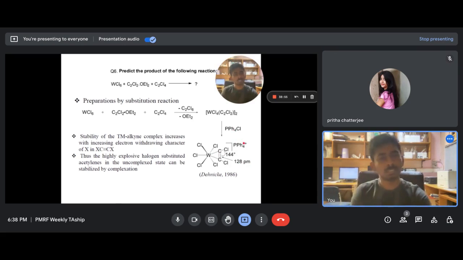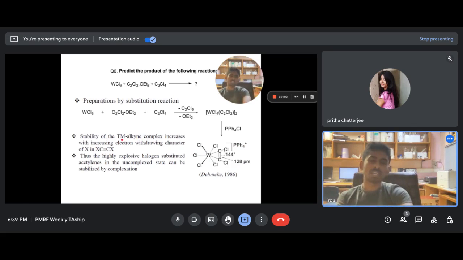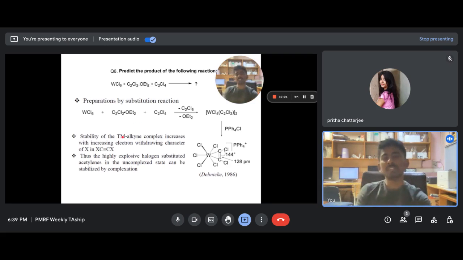This PPh4 plus system, nothing is given because it is such a large cation that it is able to stabilize this large anion. So firstly, the stability of the transition metal alkyne complex increases with increasing electron withdrawing character of X in X-C triple bond-C-X. That's why such electron withdrawing chlorine atoms are given here, for example. If fluorine was there, it would be even more stabilizing, because the stability depends on the electronegativity of the corresponding substituent.